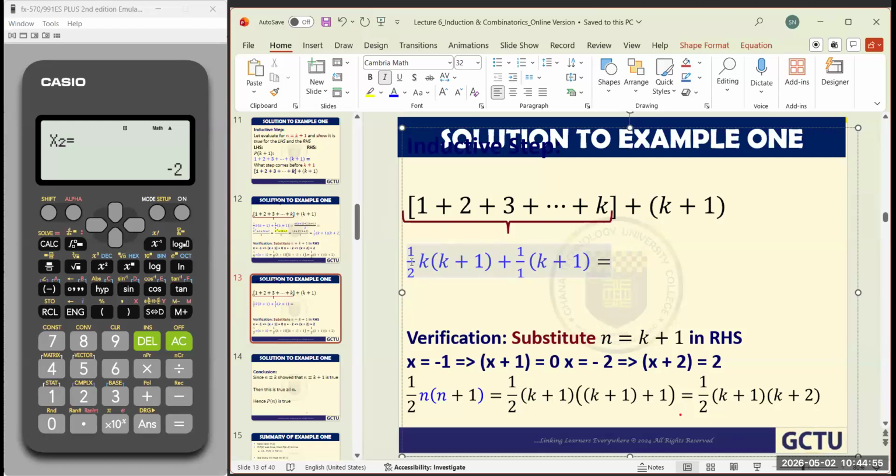Factorization is, look at these two terms. The first term on the left is half k plus 1. The second term on the right is k plus 1. Then you ask yourself, what is common here? K plus 1, good. So I'm going to factor k plus 1 out. So I'm factorizing k plus 1.